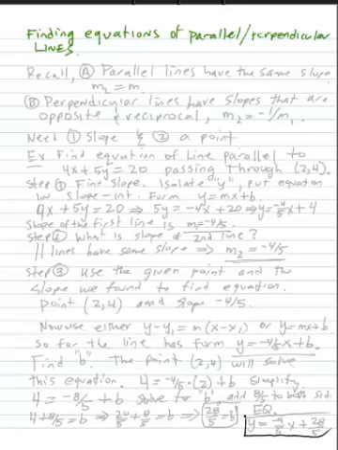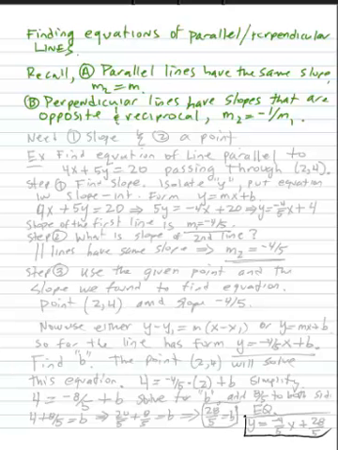In this session, we find equations of parallel or perpendicular lines. Recall, parallel lines have the same slope. That is, m2 is equal to m1. Recall that perpendicular lines have slopes that are opposite and reciprocal. That is, m2 is equal to negative 1 over m1. When you have perpendicular lines, the product of the two slopes is equal to negative 1.